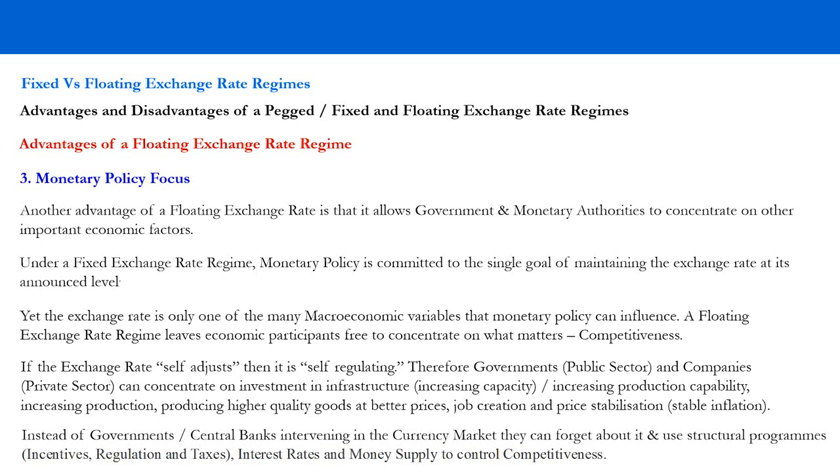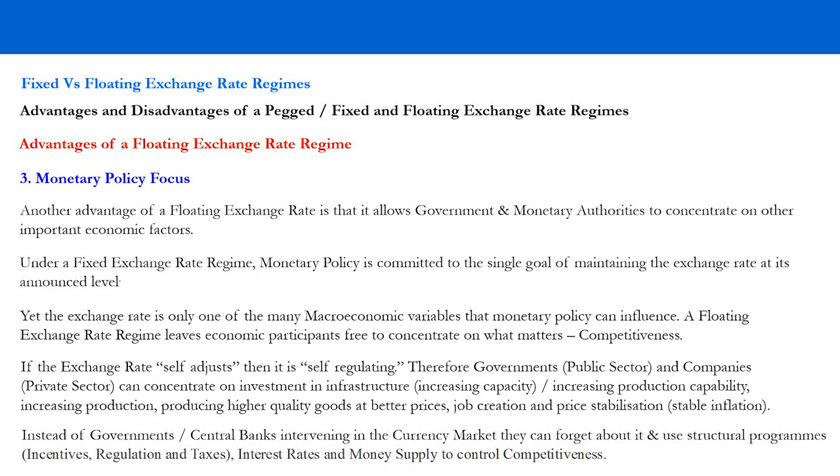A floating exchange rate regime leaves the economic participants free to concentrate on what matters, so competitiveness. If the exchange rate self-adjusts, then it's self-regulating. So governments, the public sector, and companies in the private sector can concentrate on investment in infrastructure, so increasing capacity, increasing production capability, increasing production itself, producing higher quality goods at better prices, and job creation and price stabilization, so having a stable inflation environment.